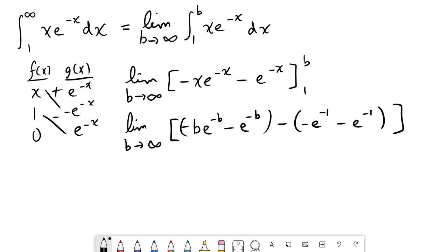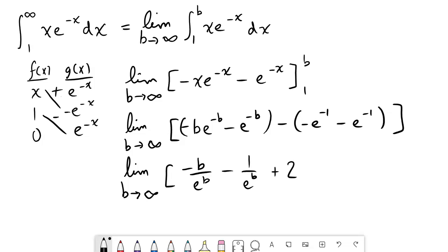From here I can do a little bit of simplification. The limit as b approaches infinity of negative b over e to the b minus 1 over e to the b, and then we subtract, so it distributes a negative, and we can combine the like terms, so this would be plus 2 over e to the first. That's what this sums up to be.